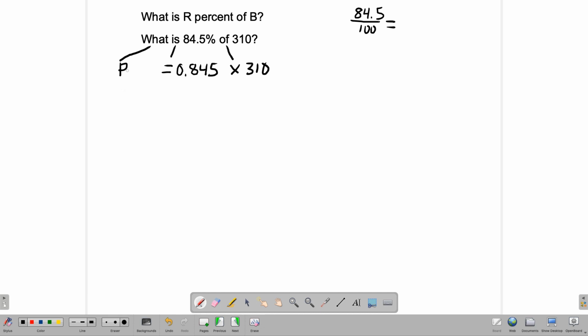So we're trying to produce the part. All we have to do is multiply this out. Very simple. So we got 0.845 times 310, and it produces a value of 261.95, and that's what represents the part. So this is what we wanted to show.